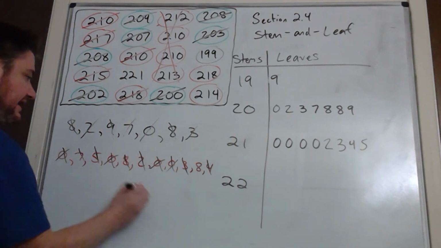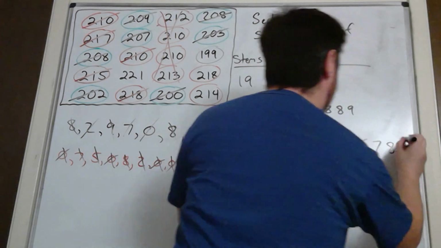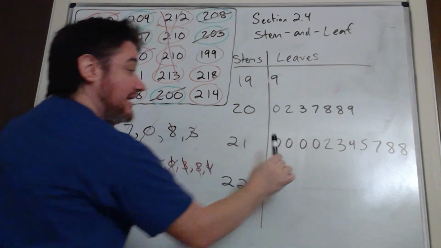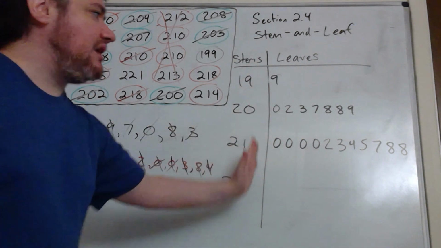So 7, 8, 8, 7, 8, and 8. And just double check: 1, 2, 3, 4, 5, 6, 7, 8, 9, 10, 11. Perfect. So we accounted for everything. All right. So why was I lining those up here?